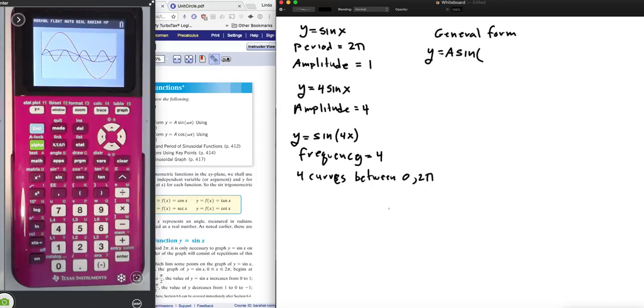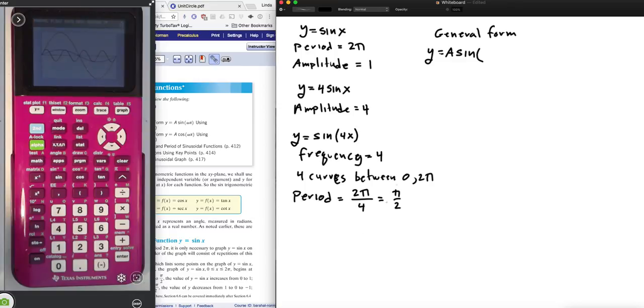All right, so if my sine curve has a frequency of 4, let's think about what that means for the period. Right? Remember, the period is the length of one cycle. So if I have 4 curves between 0 and 2 pi, that means one curve is 1/4 of that interval. All right, so when the frequency is 4, the period has to be 2 pi, the whole interval, divided by 4, or in this case, pi over 2.